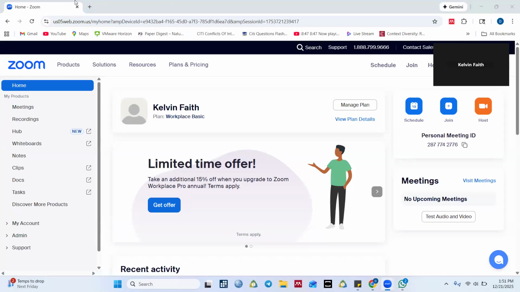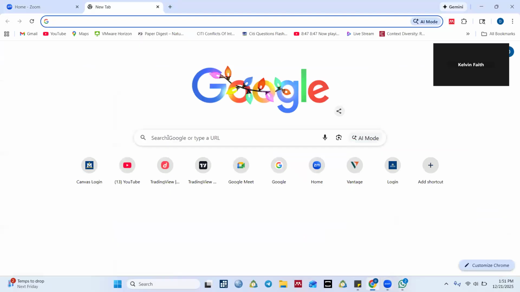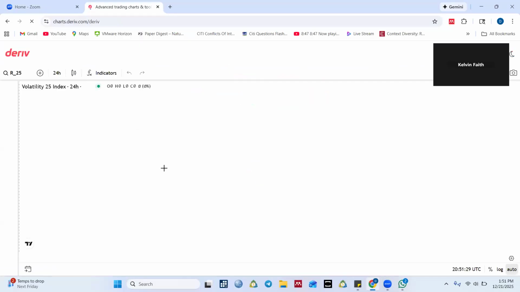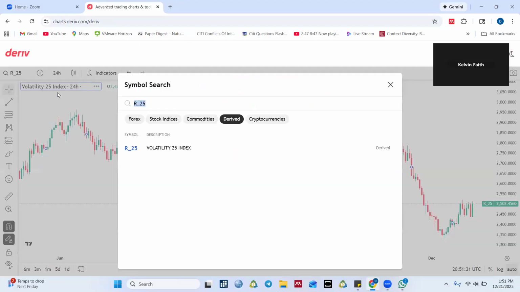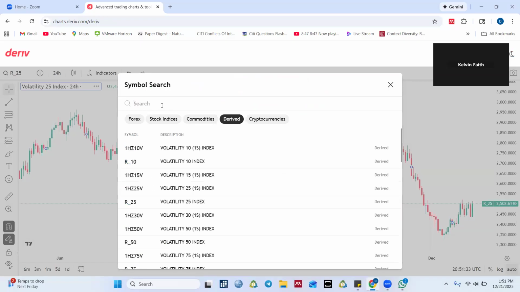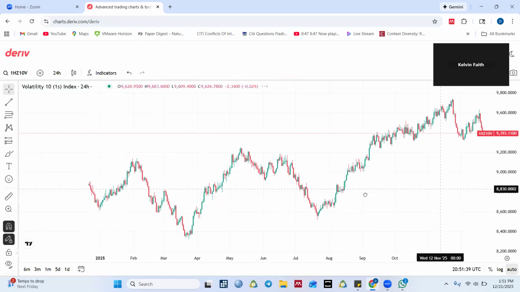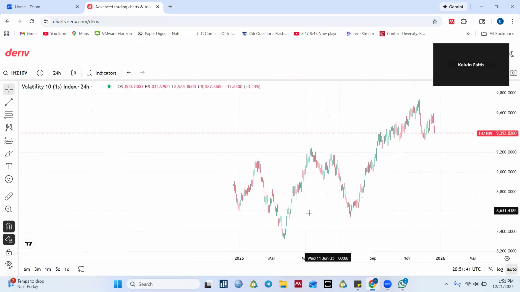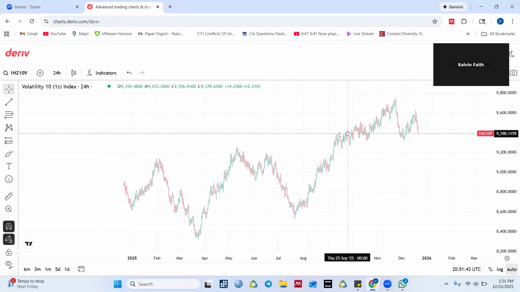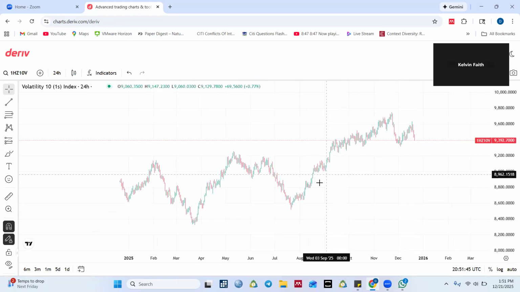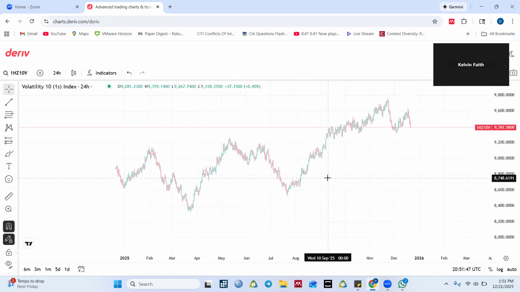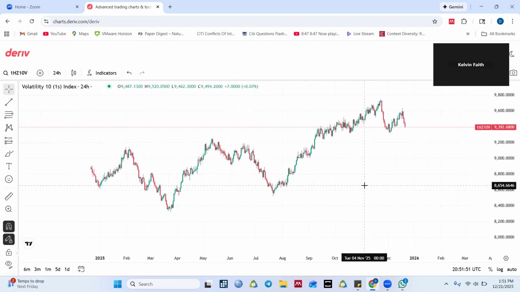Let's jump straight to Volatility 10. There are two of them, 10 (1s) or the 10 Index, any of them. So let me check 10 (1s). First, this is a 24-hour time frame.